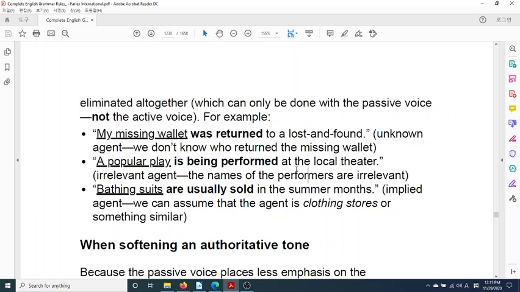So here, it's much more irrelevant. It's possible it's unknown, like you don't know the name of the people who are putting on the play. But what's probably more important is that it's irrelevant who's performing the play. You kind of already know. It's going to be actors and actresses. You don't have to say, a popular play is being performed by actors and actresses at the local theater. That's just redundant information. You don't have to say it.